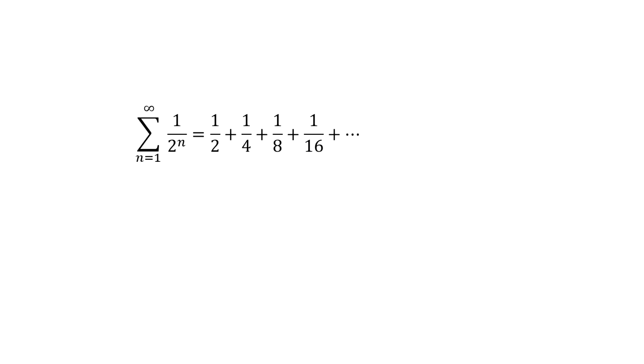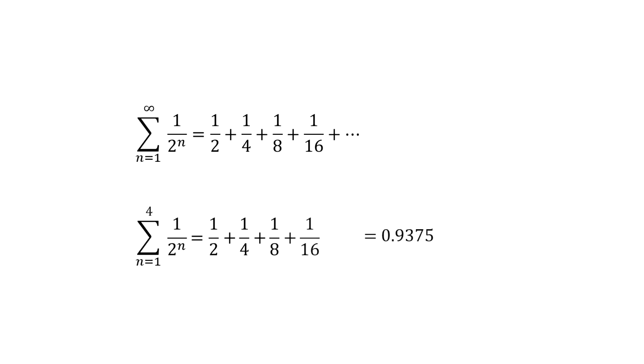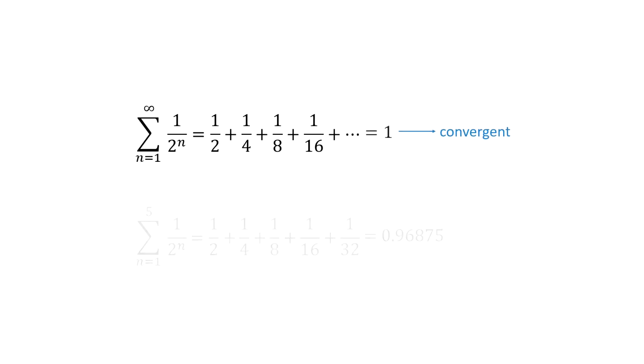Take a look at this example. Add progressively the first terms of the series. You'll notice the numbers get closer and closer to 1. So, even though this series is infinite, it's heading toward a specific value. That's why we say this series is convergent.